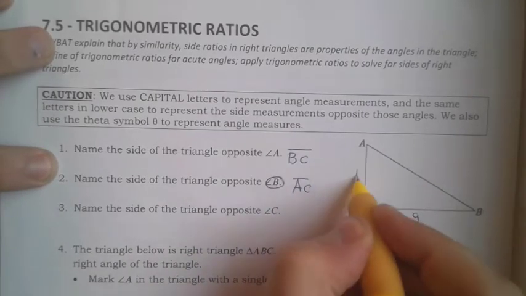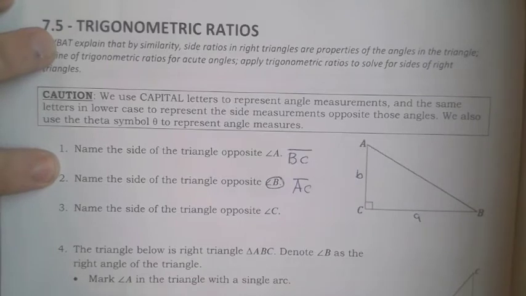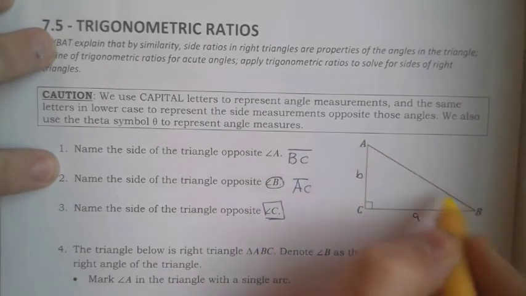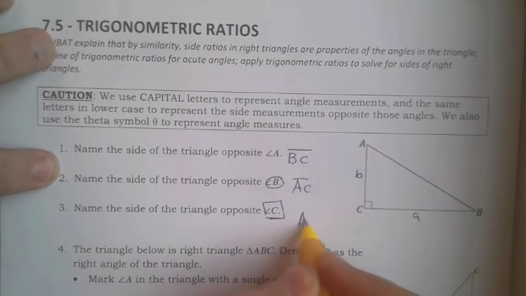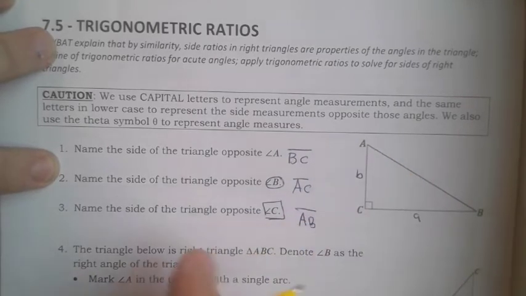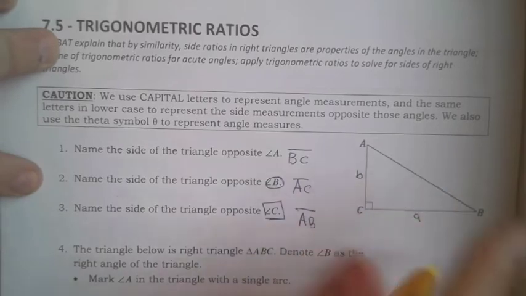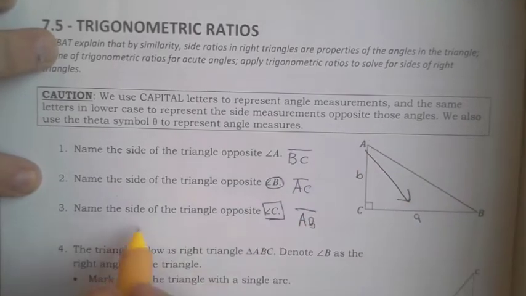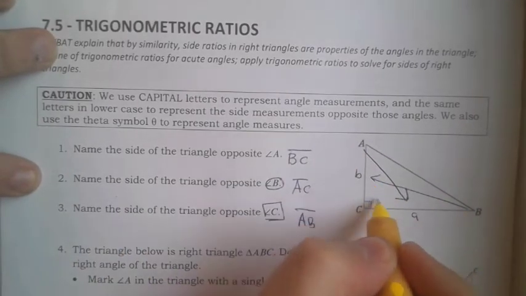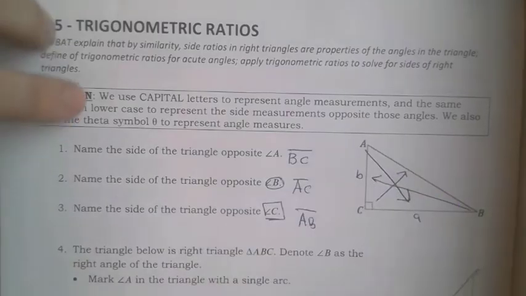We can also call this side B. The opposite side to C, the right angle, ends up being the hypotenuse. And so we would say AB. It's super important to know that opposite is the one across from those angles.